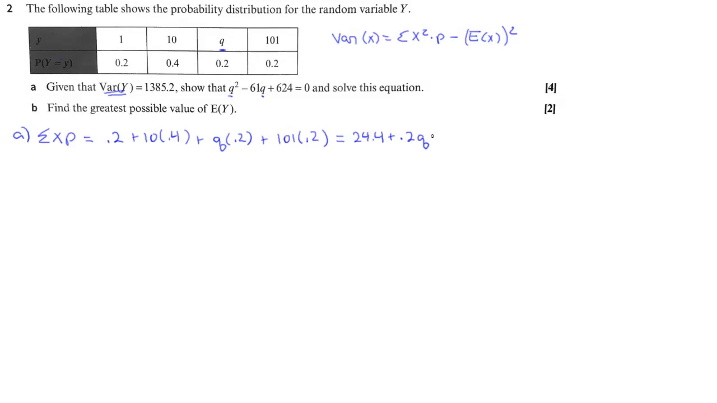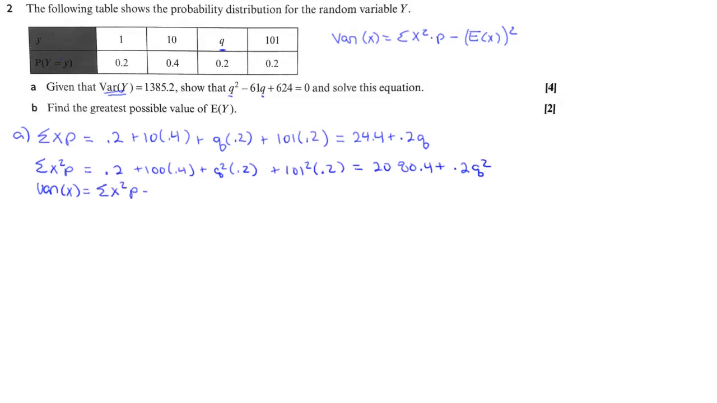And now I'm going to need the sum of the x squares times their probabilities. And all I'm going to do is pretty much the same thing, only take these first numbers and make them squares. So the q is going to become a q squared, and that's going to end up being 2080.4 plus 0.2q squared.